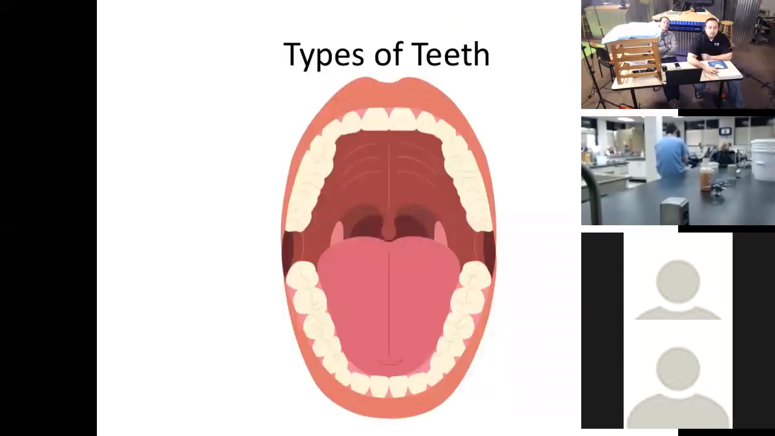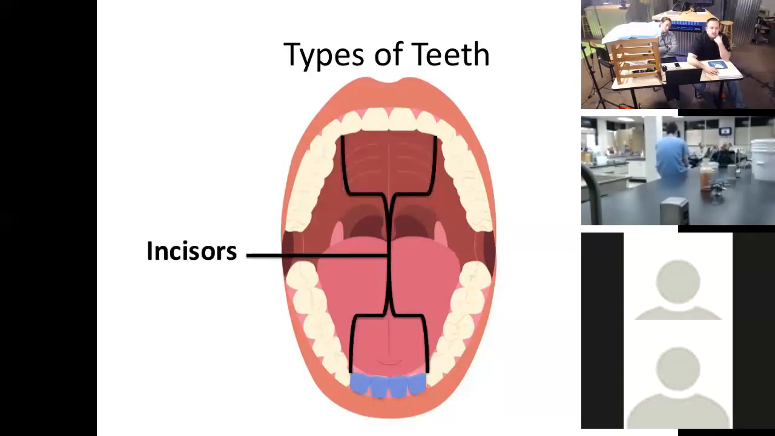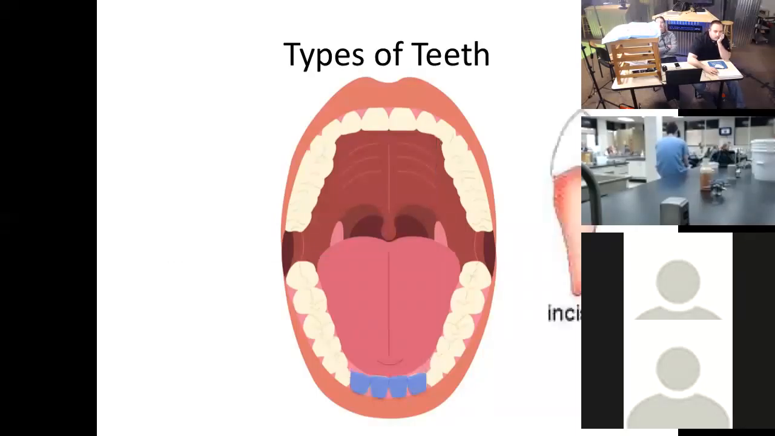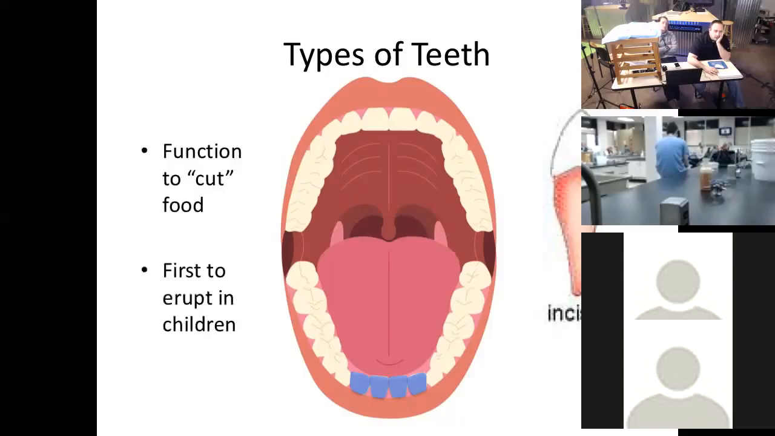So of the different types of teeth, the first ones that we're going to talk about are going to be in the middle and the top and bottom, so for a total of 8. These are the incisors. Now the incisors are flat in the front, but they're fairly sharp so that they can help to cut food. And they're typically the first of the baby teeth to show up.